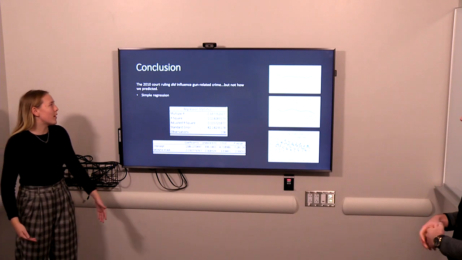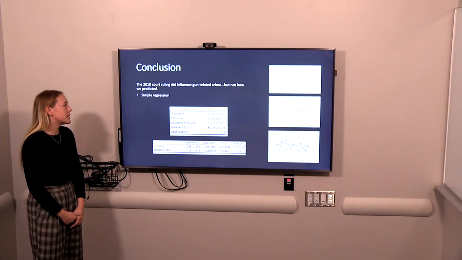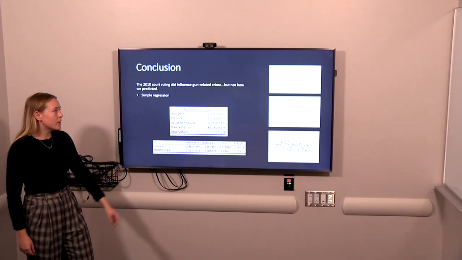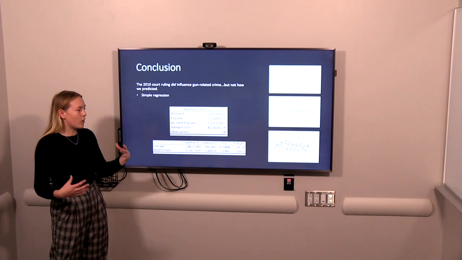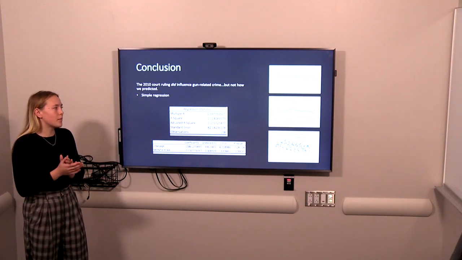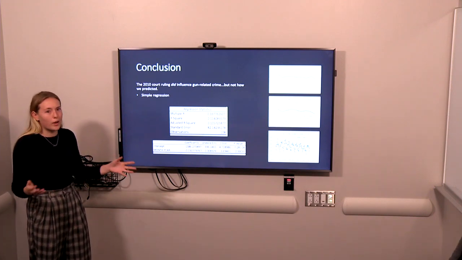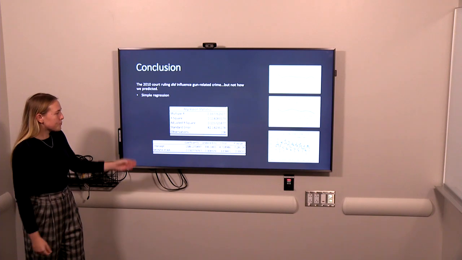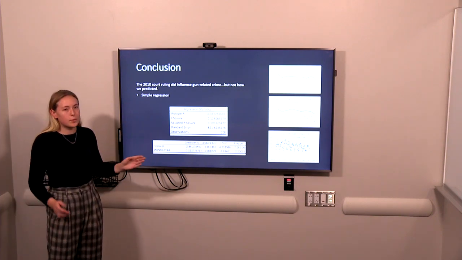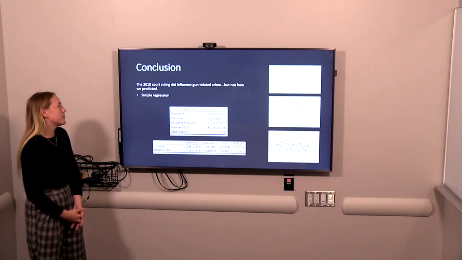So in conclusion, we found that the 2010 court ruling did influence gun-related crime, but not how we predicted. So like both Marcus and Peter said, we started off by running a simple regression. We did a scatter plot for all the data points, and we also did line charts for each month. We did the monthly line charts to account for any spikes in data for weather circumstances. And we also found through this regression test that the R-squared value was very low. So there was a slight correlation, and as you can see, it was more downward sloping.